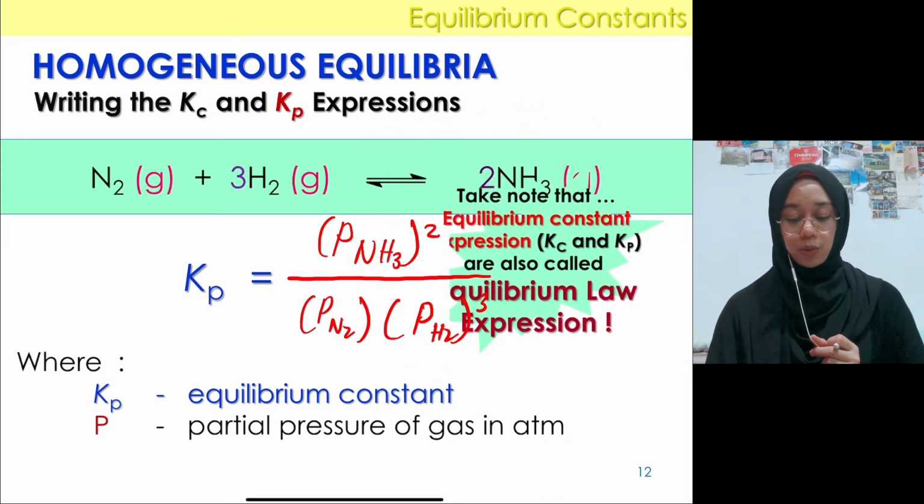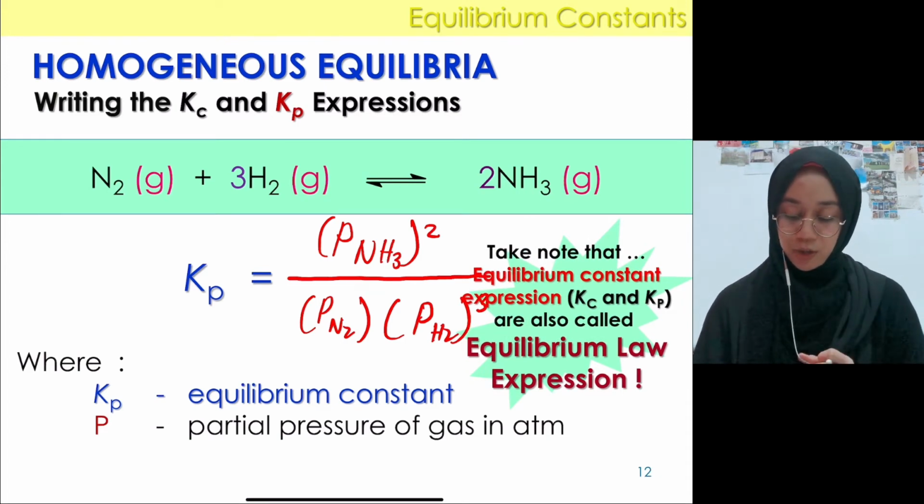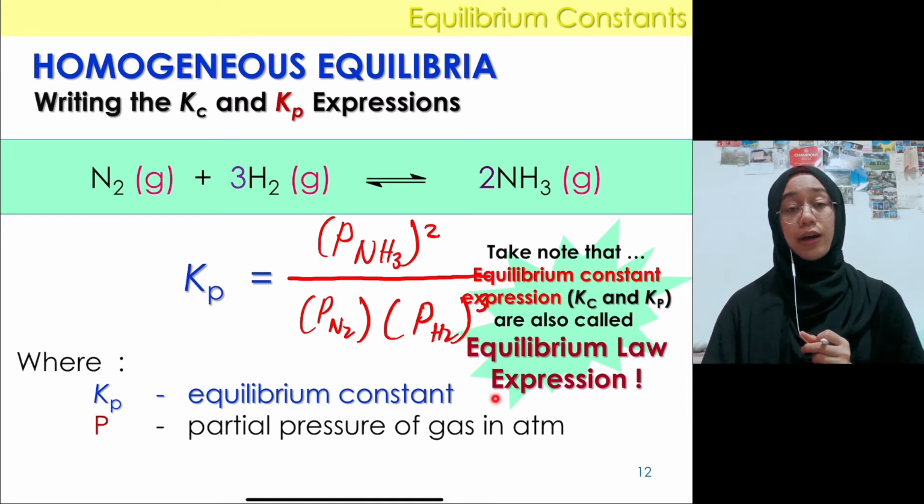Okay, so please take note that the equilibrium constant expressions Kc and Kp are also known as the equilibrium law expression. Okay, itu nama lain dia lah. Selain dia dikenali sebagai equilibrium constant, it is also known as equilibrium law expression.